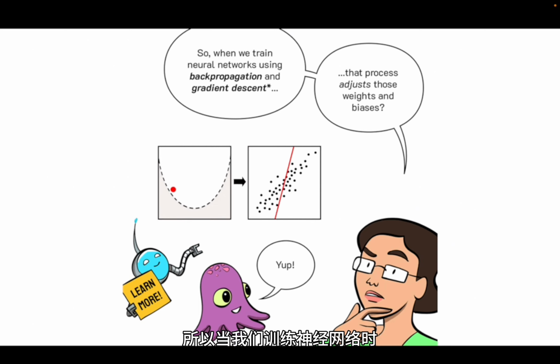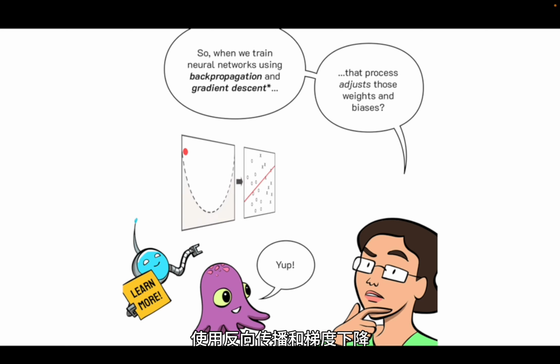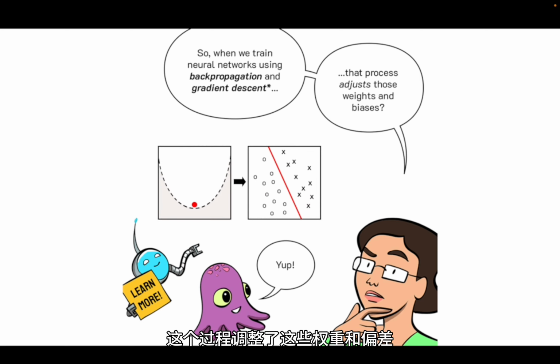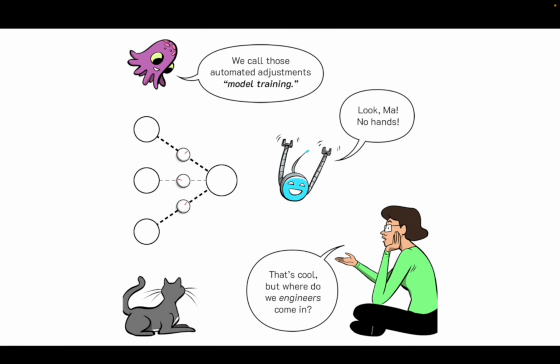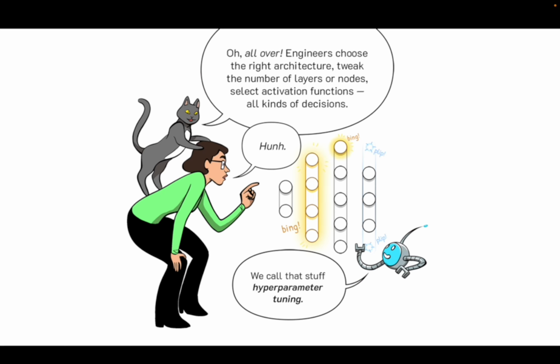So when we train neural networks using backpropagation and gradient descent, that process adjusts those weights and biases? Yup. We call those automated adjustments model training. Look, Ma, no hands. That's cool, but where do we engineers come in? Oh, all over. Engineers choose the right architecture, tweak the number of layers or nodes, select activation functions, all kinds of decisions. We call that stuff hyperparameter tuning.